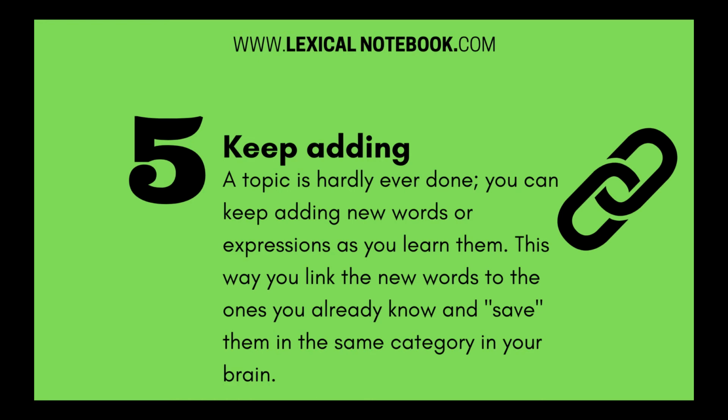Tip number 5. Keep adding. A topic is hardly ever done. You can keep adding new words or expressions as you learn them. This way, you can link the new words you're learning to the ones you already know, and then you save them in your brain under the same category. This is a great technique to remember words better.